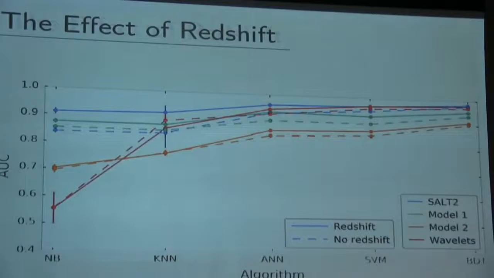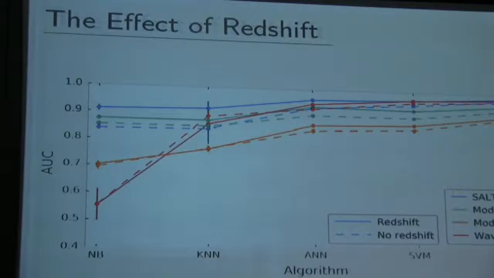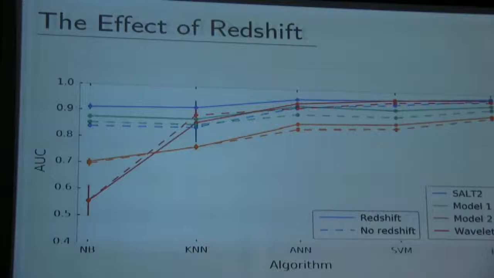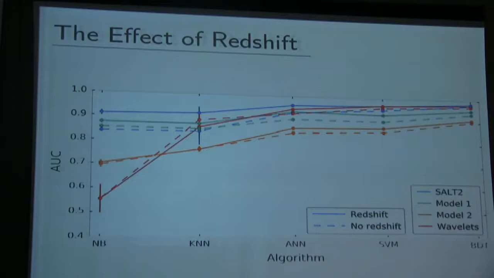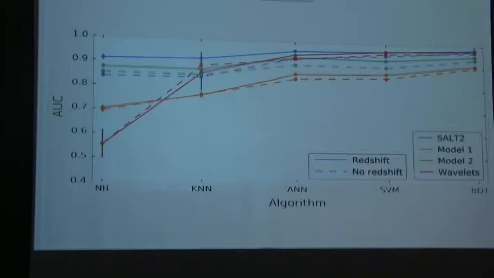And if you look specifically with SOLT2, and specifically with K-nearest neighbors, which I just want to point out somewhat facetiously is what SDSS currently does. They use SOLT2 with K-nearest neighbors. There's a huge impact on whether or not you include redshift. But if you use a more advanced algorithm, it basically doesn't care. You can do classification without any redshift information whatsoever.